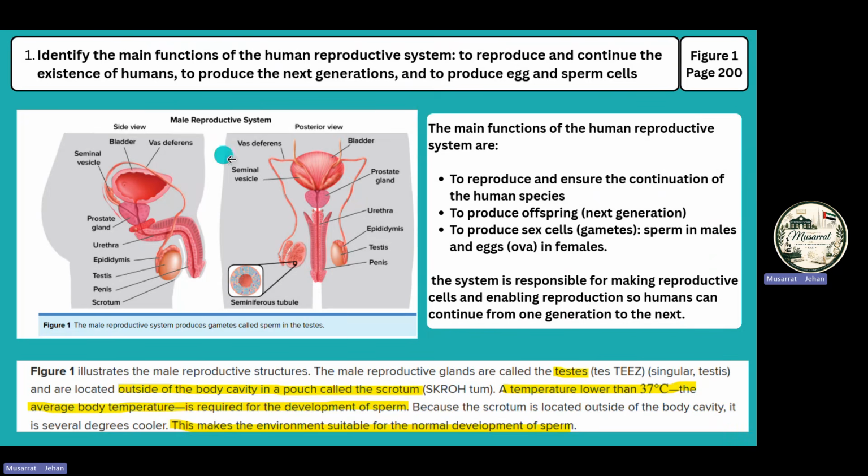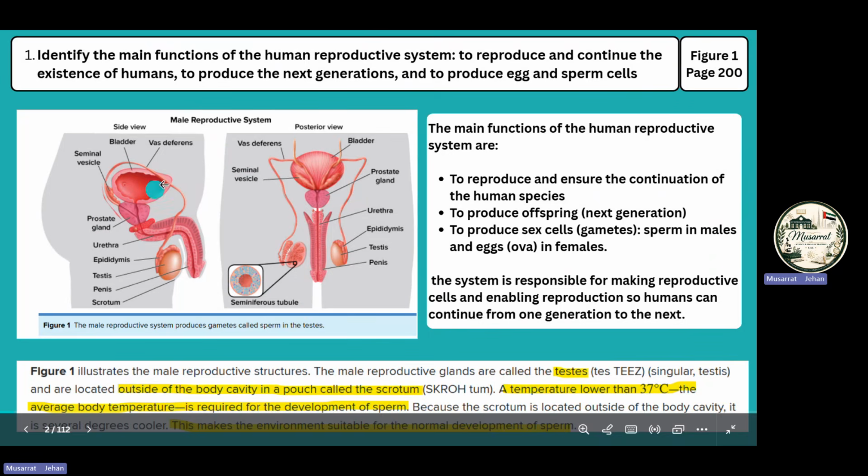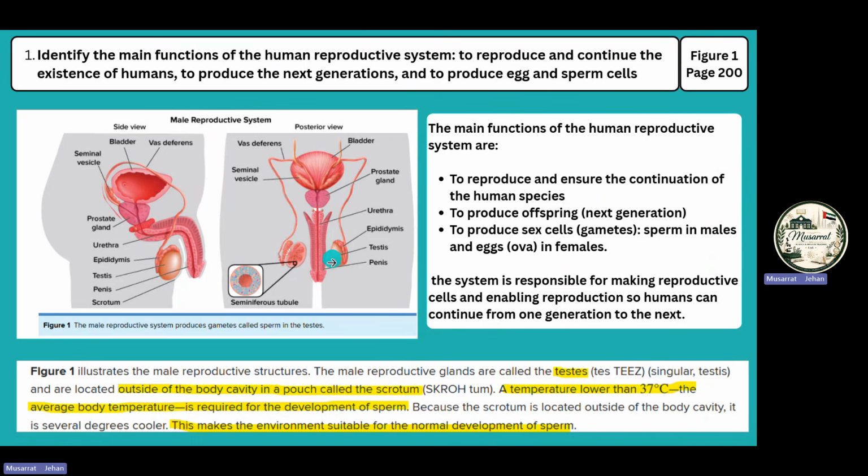So this is figure 1. It illustrates the male reproductive structures. The main reproductive structures of the male are the testes. These are the two testes here, and they are located outside the body cavity in a pouch which is called the scrotum.